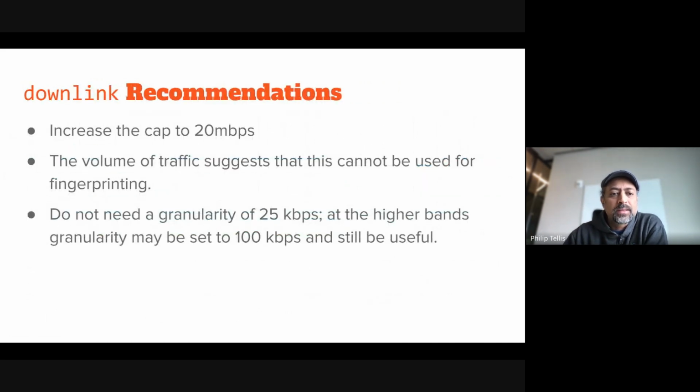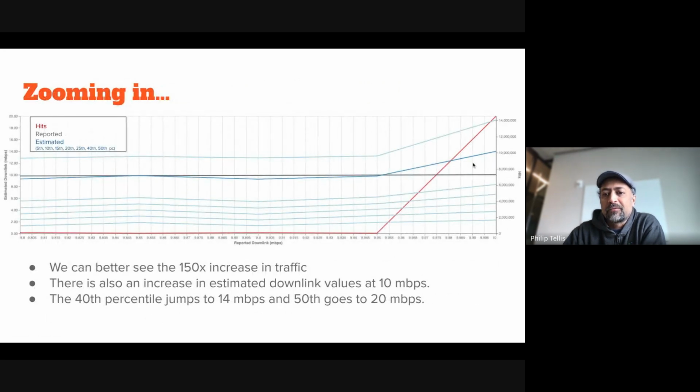The recommendations that we have: first, we don't think that there's a risk of fingerprinting by increasing the cap. So moving from 10 megabits per second to 20 megabits a second, we'd still have enough data. Remember, this is 150x. In this case, I've shown the actual beacon count here. Right up here, it's about 14 million beacons. Right down here, it's in the hundreds of thousands. So there's quite a huge range for us to reduce the likelihood of fingerprinting.